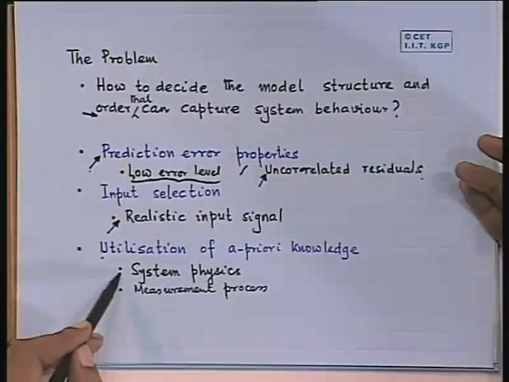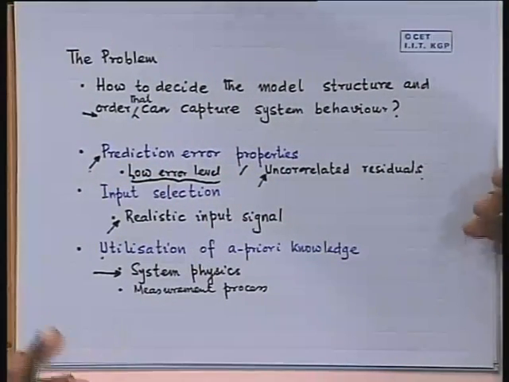And obviously, to be able to select model structure, you have to use system physics. If in a circuit you know that there are 3 capacitors, then it is very likely that you must start with a third order model, because the physics tells you that there are 3 energy storing elements. So the model order is likely to be 3. Now it may be more than 3 depending on some parasitic effects also, but at least your structural knowledge of that modeling principle will make you start from 3. I mean that will be a good initial guess.